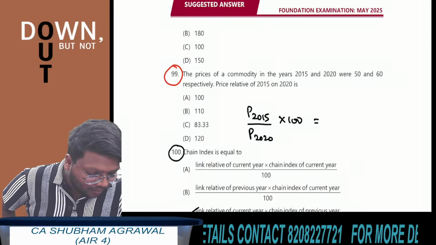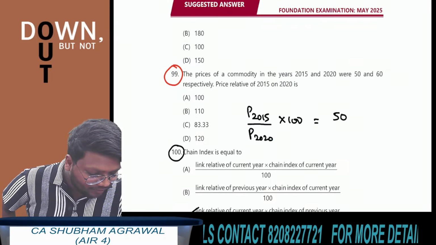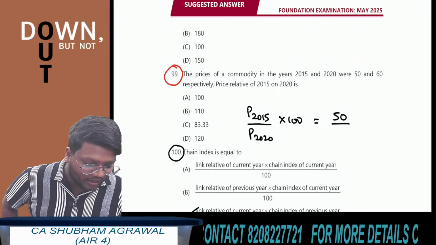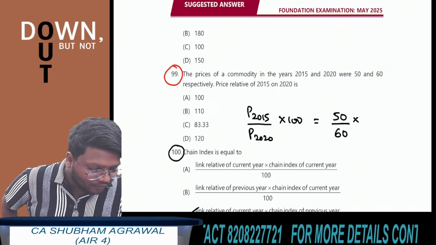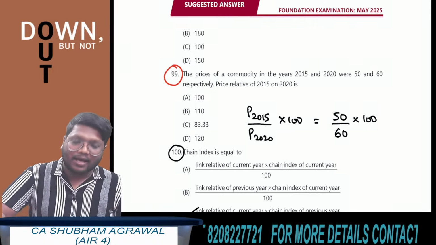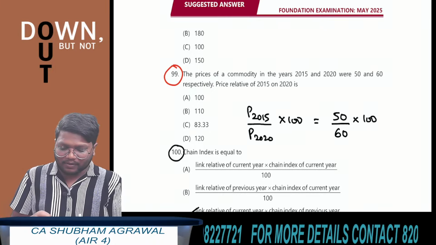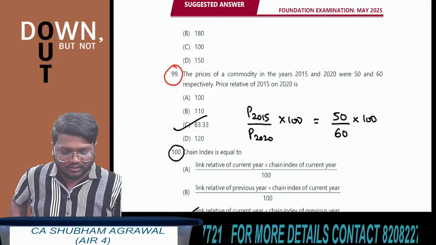What is the price of the commodity in the year 2015? 50. Divided by the price of the commodity in the year 2020, which is 60. 50 upon 60 multiplied by 100. And what is 50 upon 60 multiplied by 100? 83.33. Which option is correct?